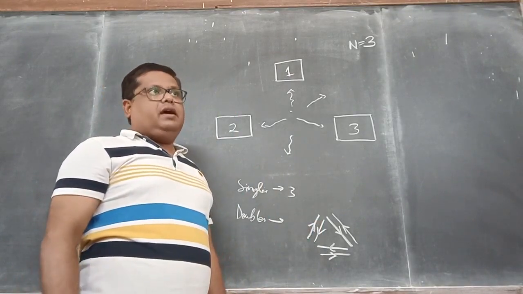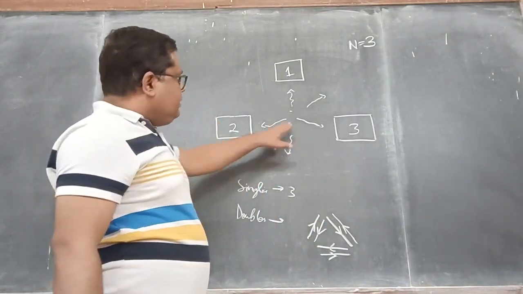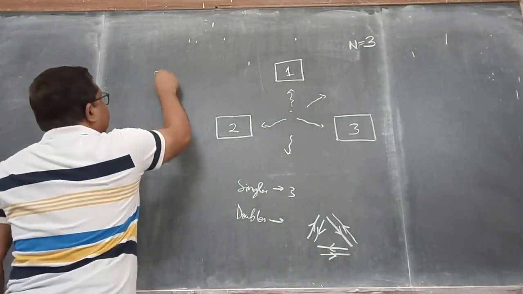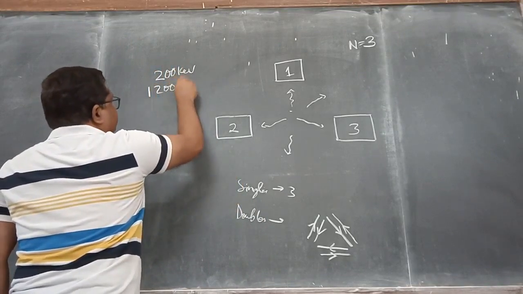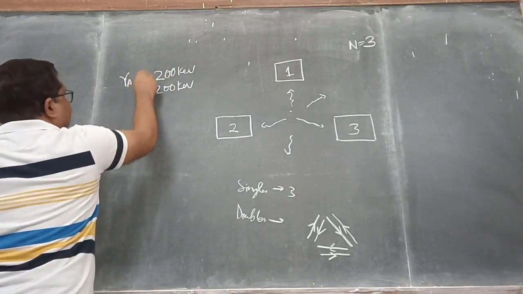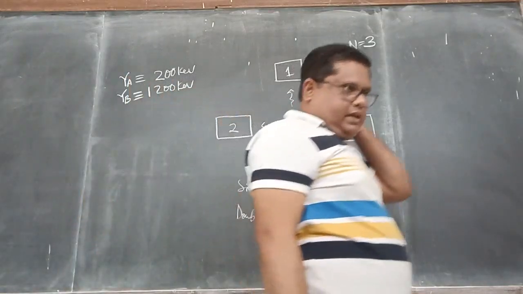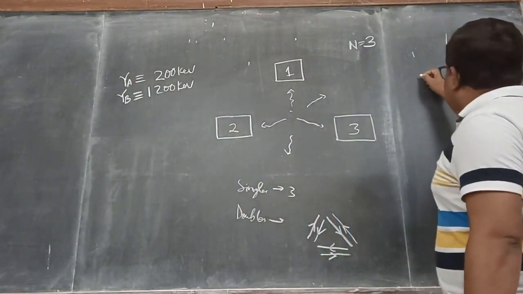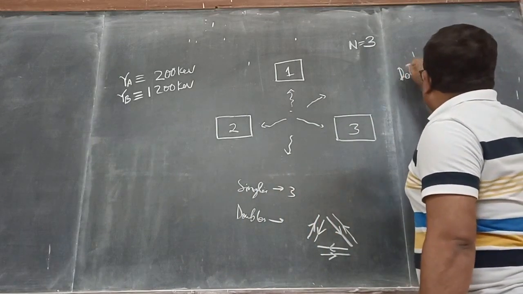Try to understand. Okay, let us take an example. Suppose in this reaction, 2 gamma rays are emitted. One is 200 keV and another is 1200 keV. Okay, 2 gamma rays. Let us name them gamma A and gamma B. Good. Now let us consider this situation: detector 1, 2.